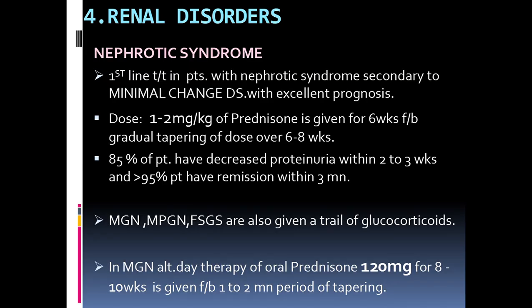Then in MGN, alternate day therapy of oral prednisone 120 mg for 8 to 10 weeks is given, followed by 1 to 2 month period of tapering. MGN means membranous glomerulonephritis.